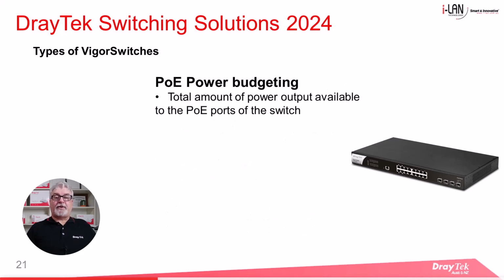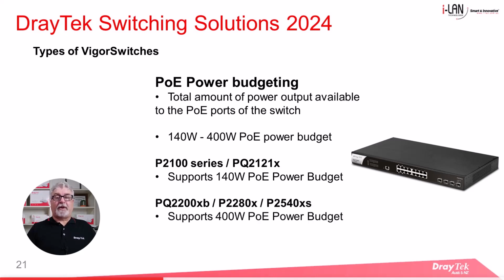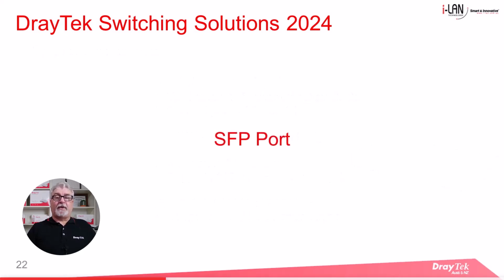As mentioned earlier, DrayTek switches have differing PoE power budgets. That's the total amount of power the switch can deliver over all available powered ports. That can be anything from 140 watts to 400 watts depending on the model. For example, the P2121X has a 140 watt PoE power budget, while the PQ2200XB, P2280X and P2540X support up to 400 watts.